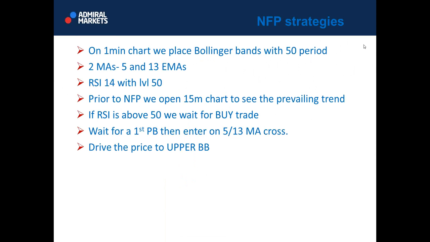Okay, two MAs are then placed on our charts. We have 5 and 13 EMAs. That means exponential moving averages, guys. So those are placed on the screen.